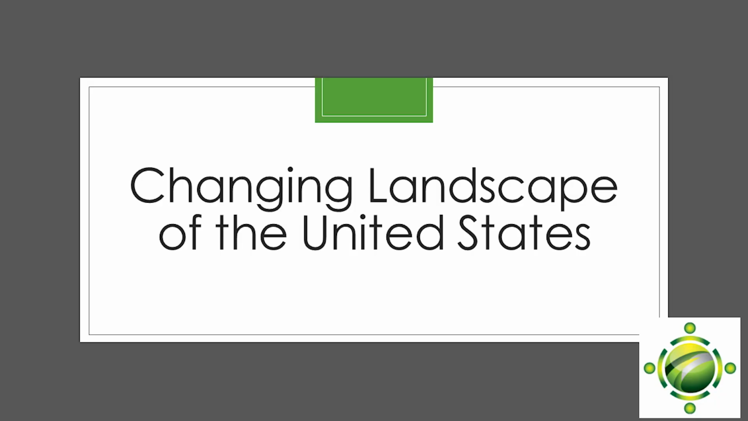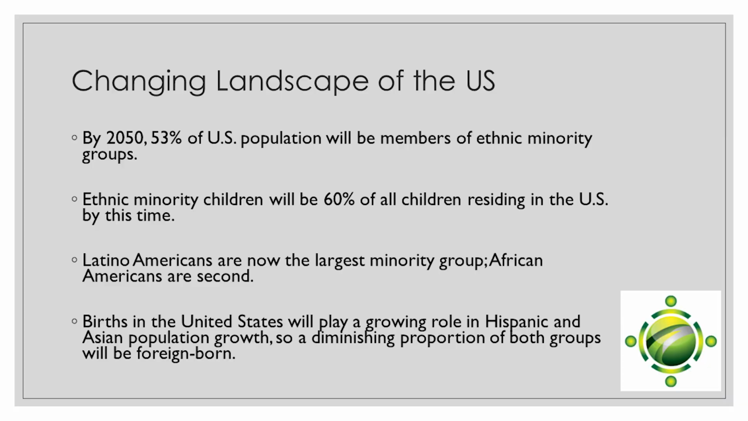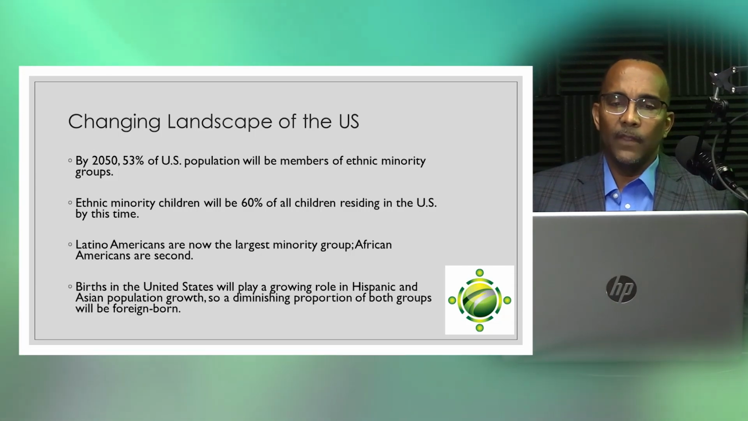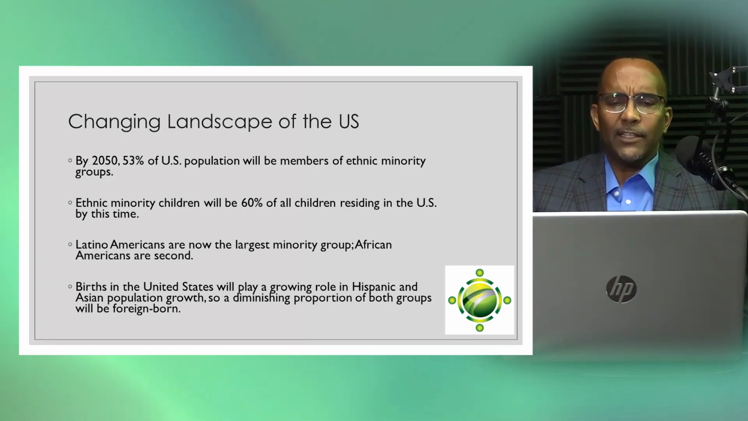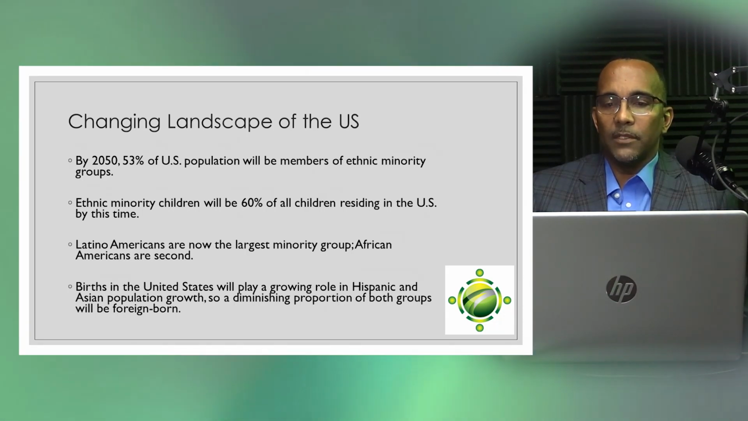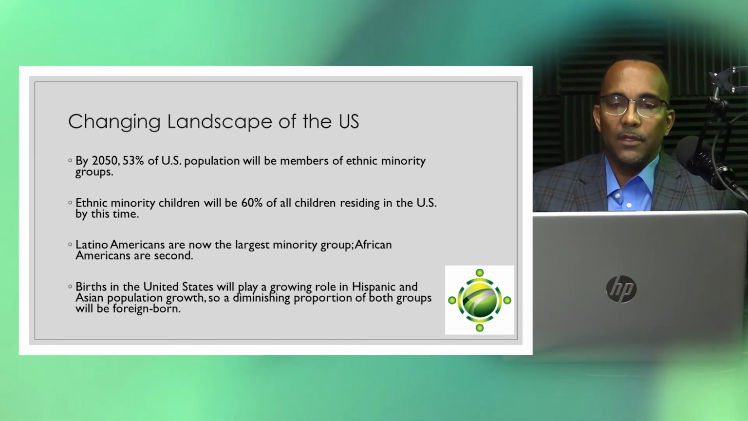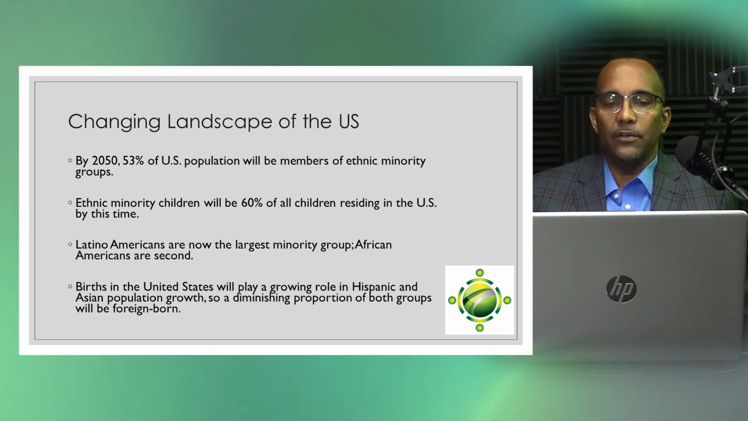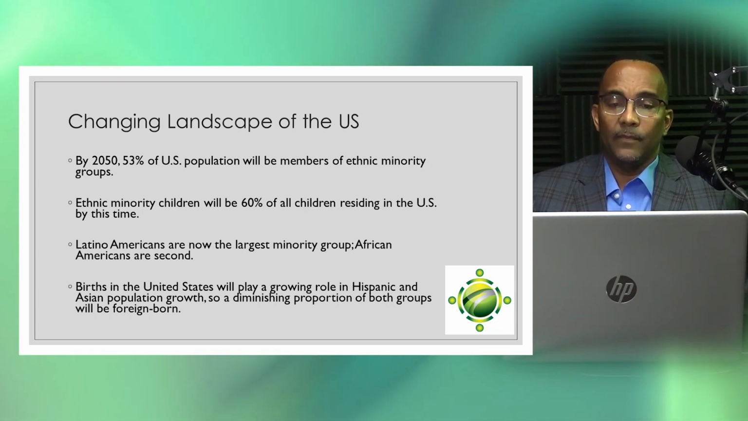So we're going to talk a little bit now about the changing cultural landscape in the United States. I'm going to go through this a little quickly. By 2050, it's estimated that 53% of the U.S. population will be members of ethnic minority groups. So that's a pretty drastic change from where we are now. Ethnic minority children will be 60% of all children residing in the United States by this time.